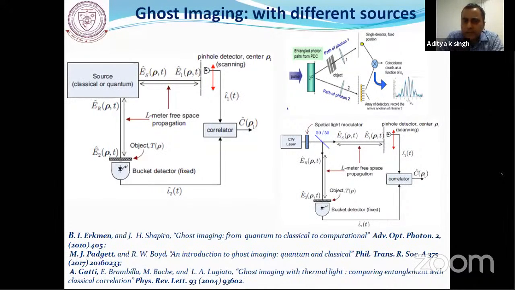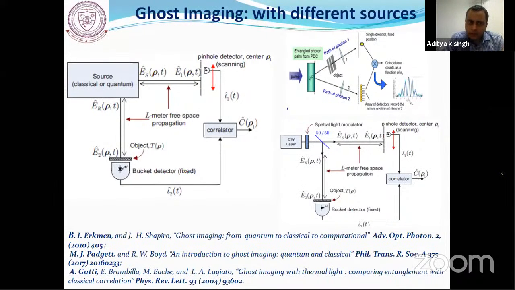I will explain this in the coming slides: generating a thermal light source and then using it for correlation-based imaging and ghost imaging. Quantum sources have also been used, as I have shown here. This quantum versus classical question has generated a lot of interest and discussion in the research community. People are demonstrating this, though there are certain issues with the visibility of the reconstructed image, but I'm not going into that aspect.